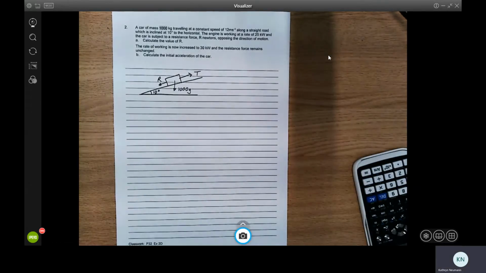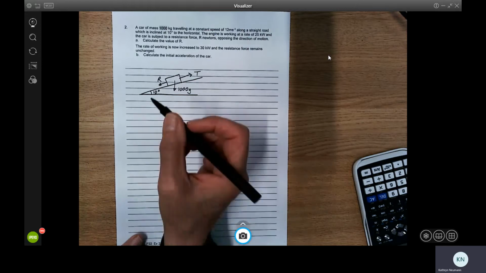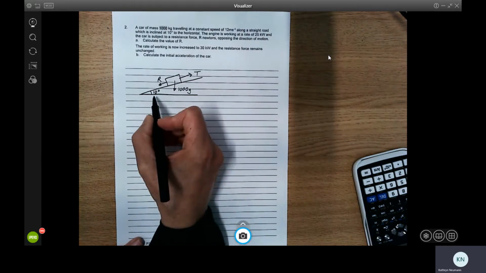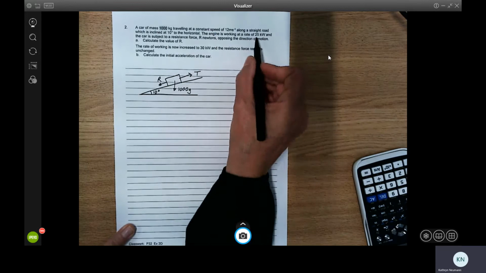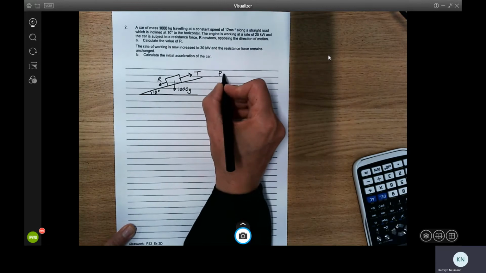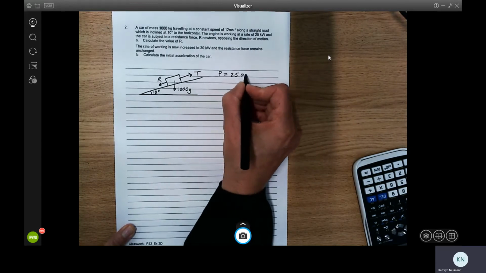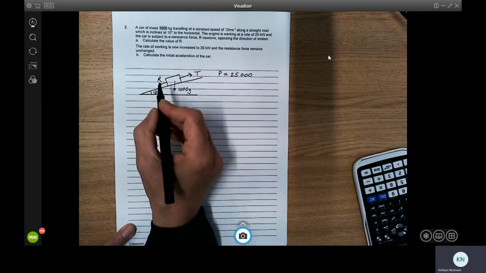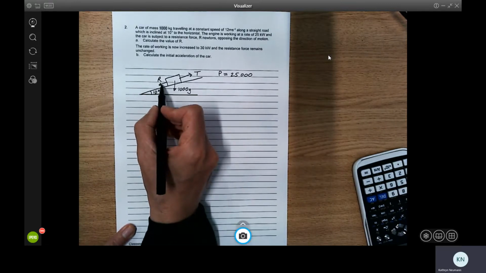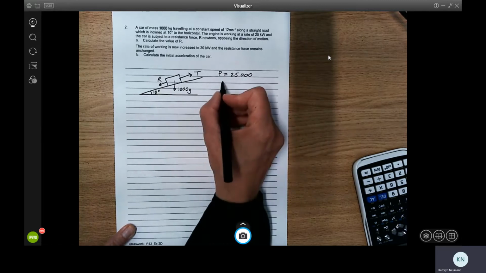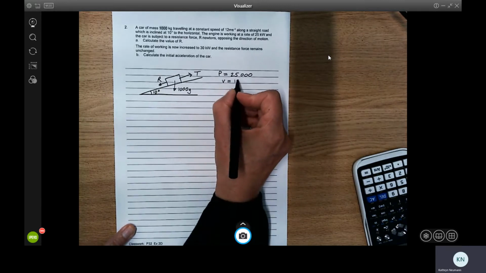Moving on to the second question. We have a car of mass 1,000 kilograms travelling at a constant speed of 12. Constant speed, as soon as you see that, makes you think that the acceleration is 0. Along a straight road, inclined at 10 degrees to the horizontal. The engine is working at 25 kilowatts, so power is 25,000 watts. The car is subject to a resistive force of R opposing the direction of motion. So the velocity is equal to 12.